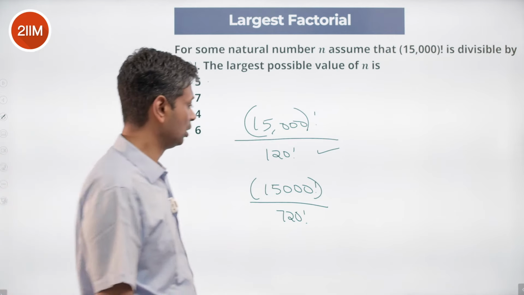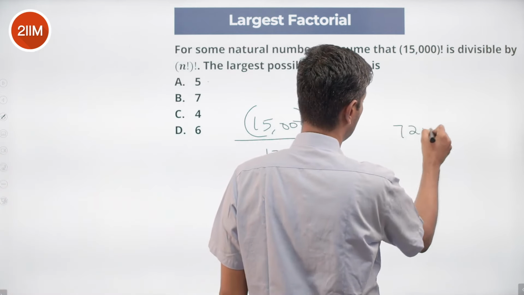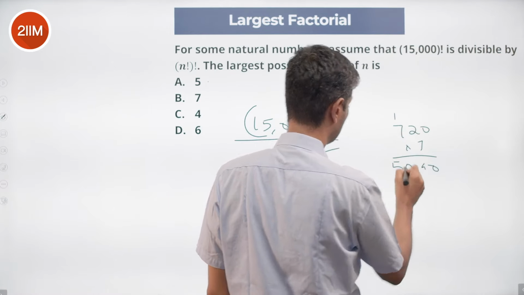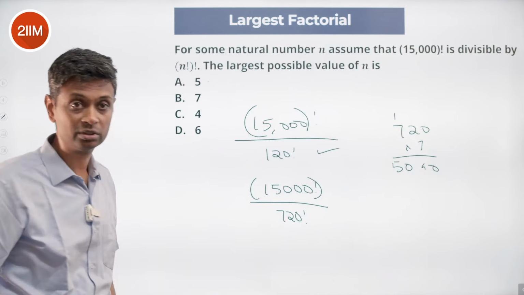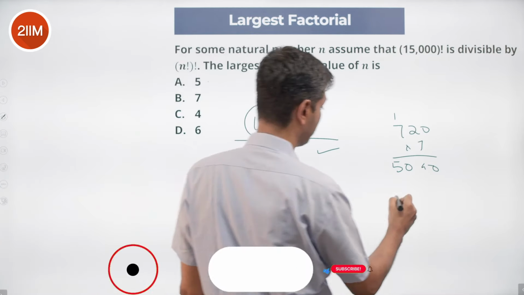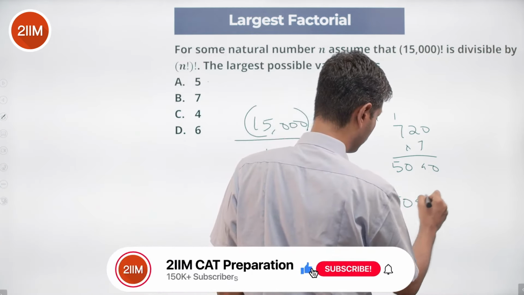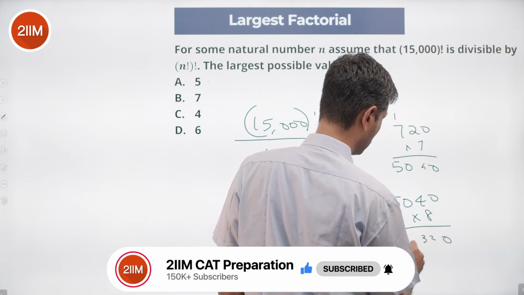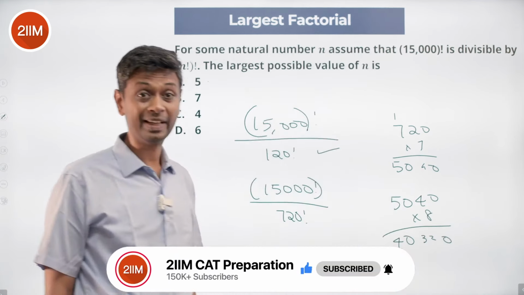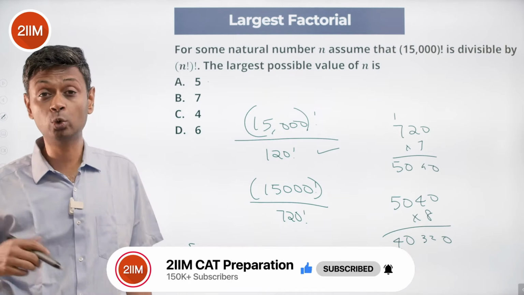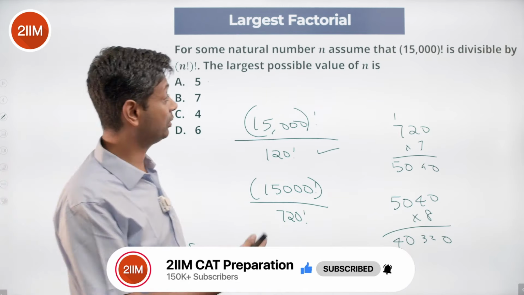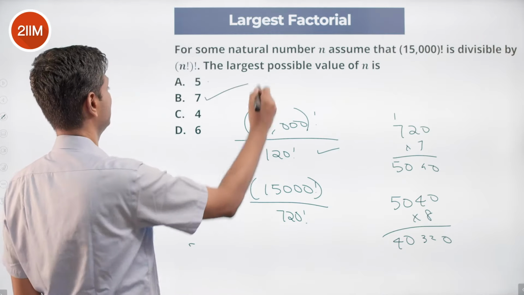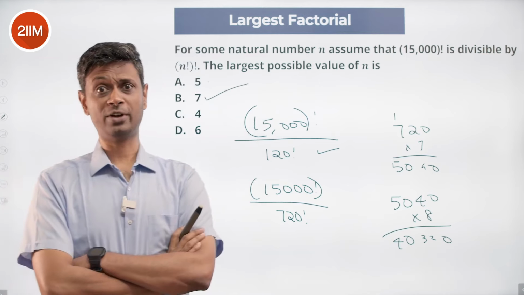6 is also possible. Put 7 factorial, 720 into 7, which is 5040. Yep, that also sits within this. 7 should be possible. Put 8 factorial, 5040 into 8, which is 40,320. 8 factorial factorial will become bigger than 15,000 factorial. So 8 is not possible. 7 is possible.